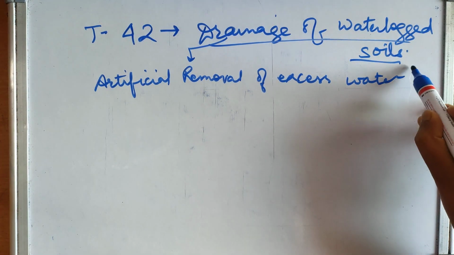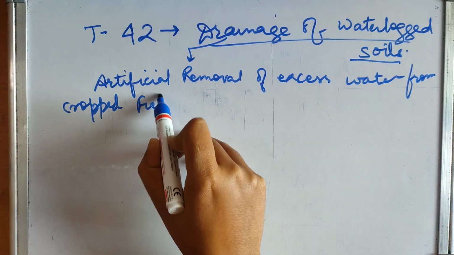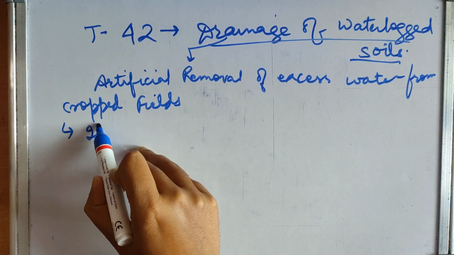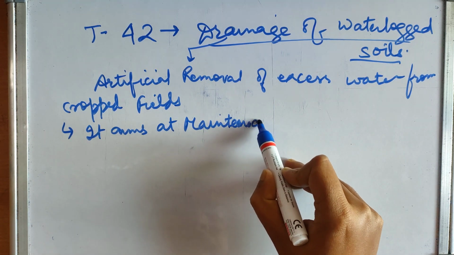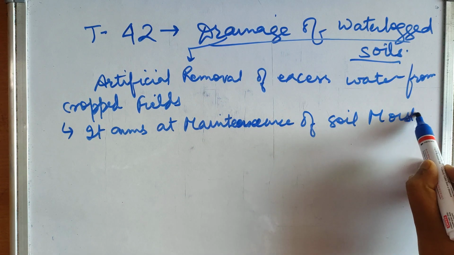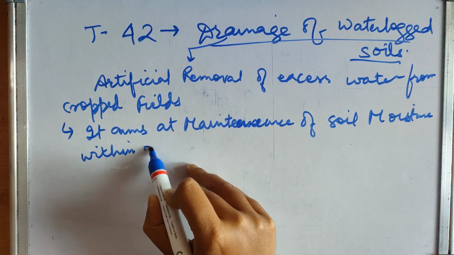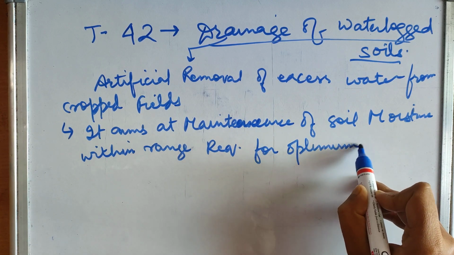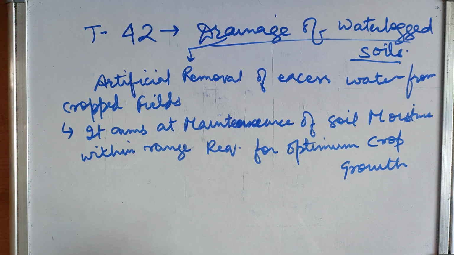from cropped fields. Drainage aims at maintenance of soil moisture within the range required for optimum crop growth, and hence the excess moisture or excess water needs to be drained off.